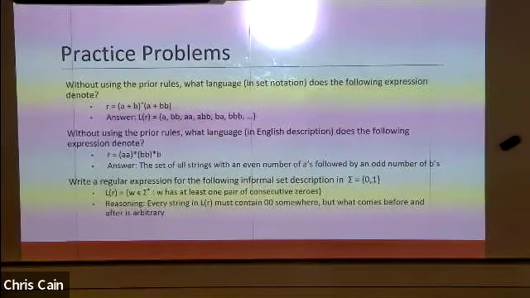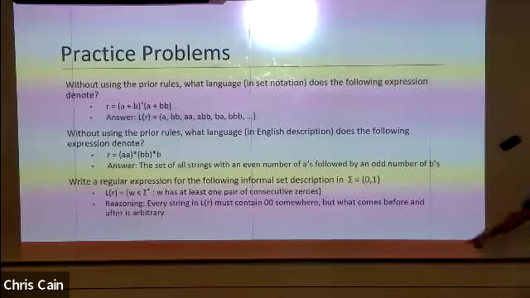So let's take a look at it. We know there has to be a 0 0 somewhere. But what comes before that and after that is arbitrary. So how could we define a sub-expression that says arbitrary? Any thoughts on what that could be? What would be a sub-expression that says an arbitrary number of zeros or ones?